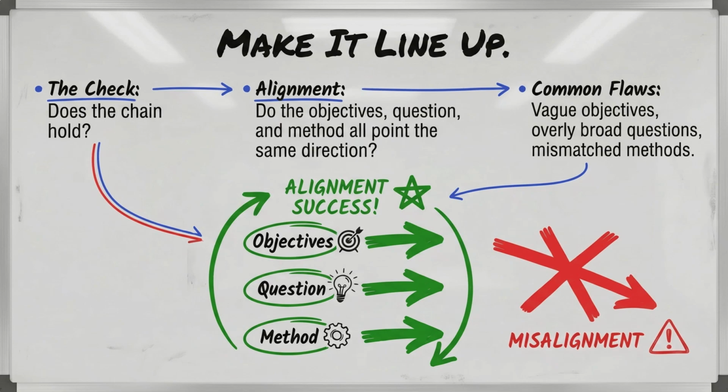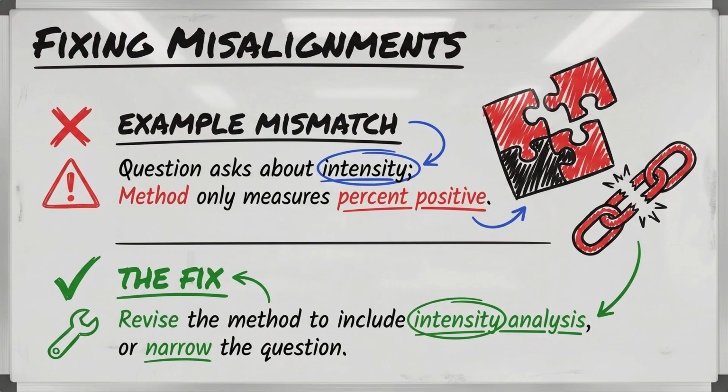We'll discuss fixing misalignments next. We're talking about fixing misalignments now, and this is where your proposal really starts to take shape. Think of your research as a carefully constructed chain, where every single link must connect perfectly. You start by identifying a clear gap in the literature, then your objectives address that gap, which leads to your research question, and finally your methodology.